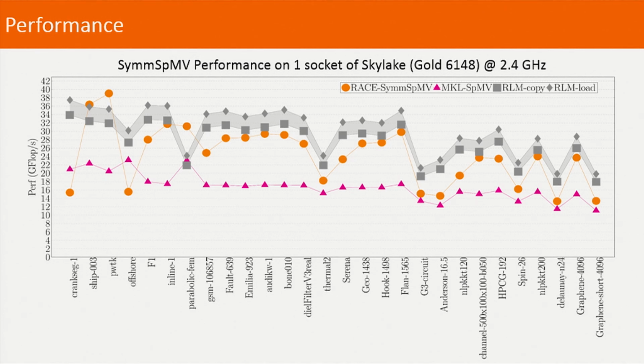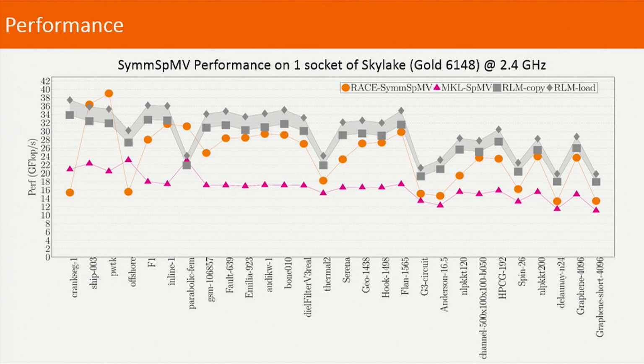We choose a number of matrices from the SuiteSparse matrix collection and some of the matrices from the quantum physics field. In the first experiment, we use one socket of the Intel Skylake architecture having 20 threads. The orange line corresponds to the performance obtained using the RACE library. The performance predicted by the performance model is shown in gray.